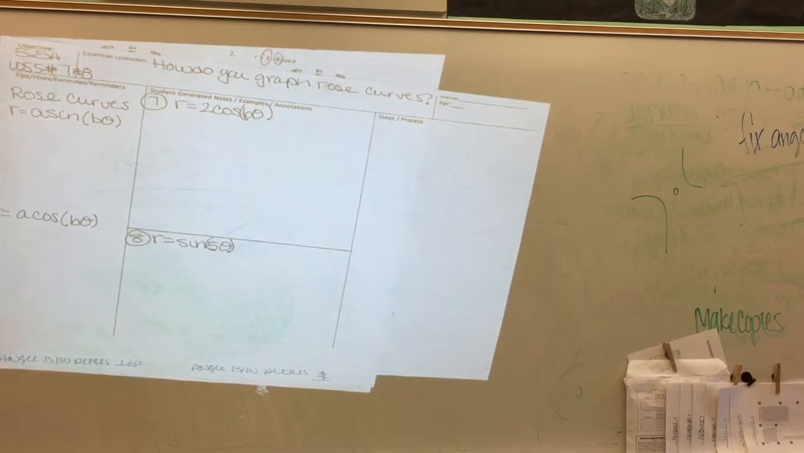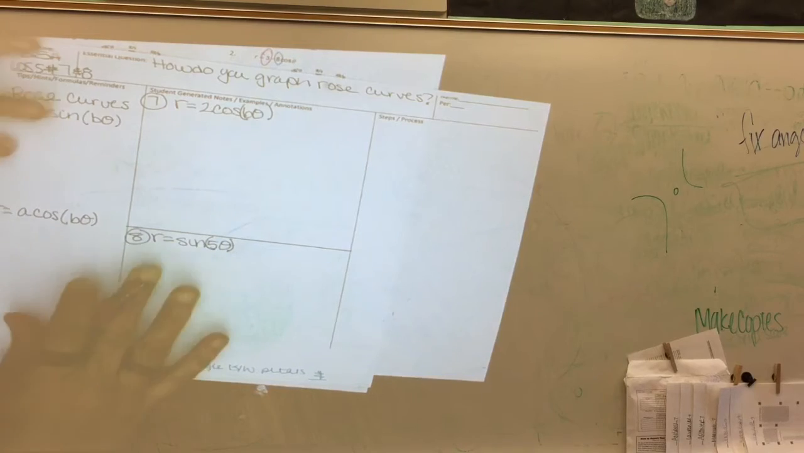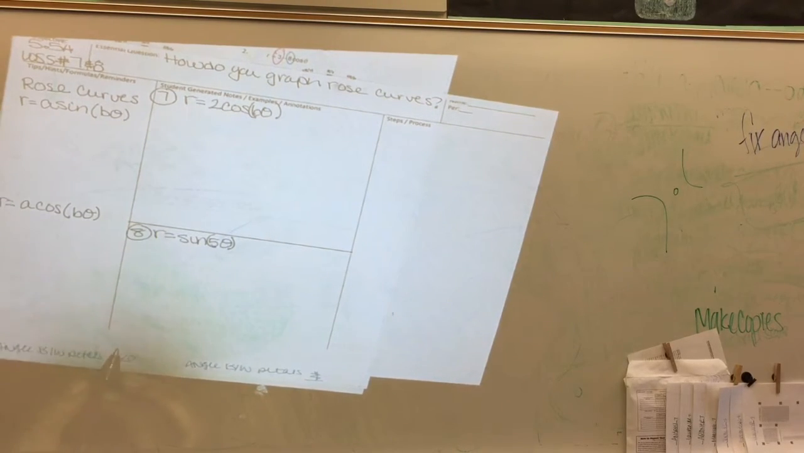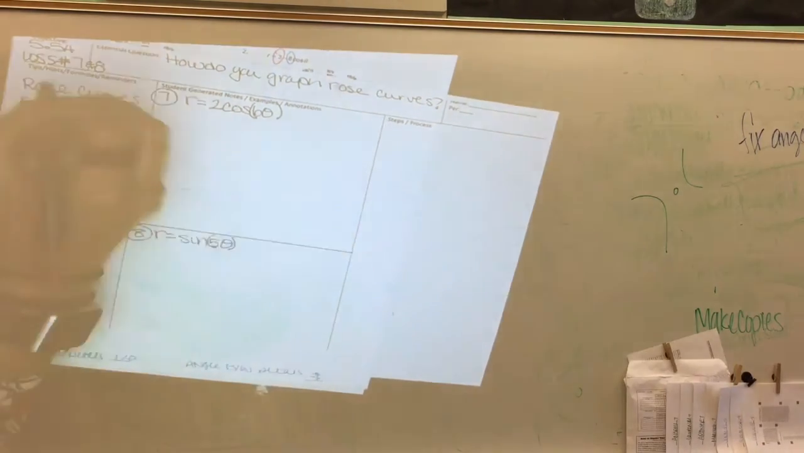All right, so there's a few things. We need to know the length of the petal. Okay, length of the petal. And that comes from the A value.